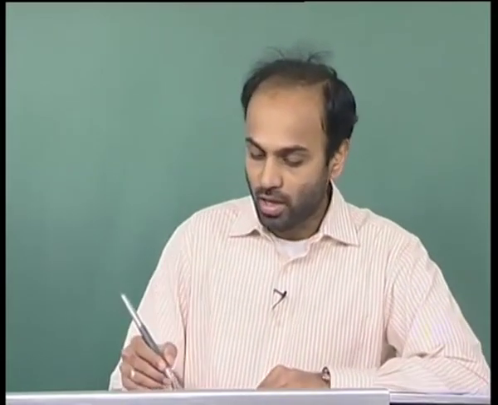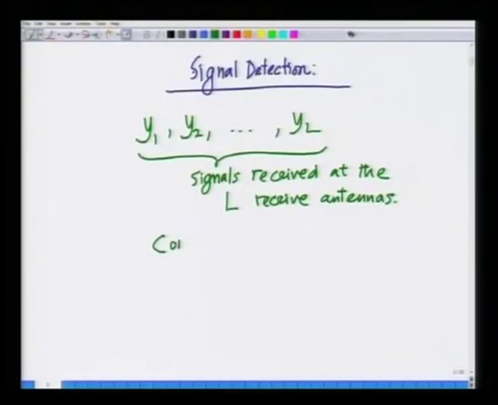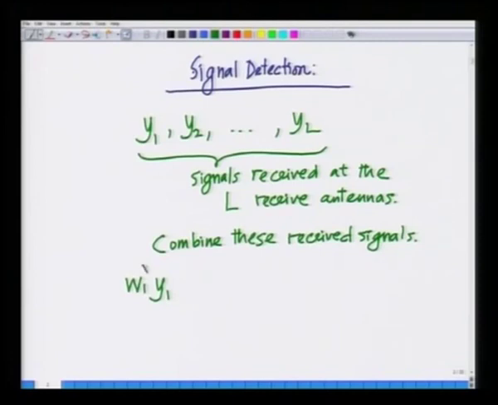So, what I will do is I will combine these received signals as follows. I will take y1, weigh it by w1 conjugate. I will take y2, weigh it by w2 conjugate, plus so on so forth. I will take yl and I will weigh it by wl conjugate.